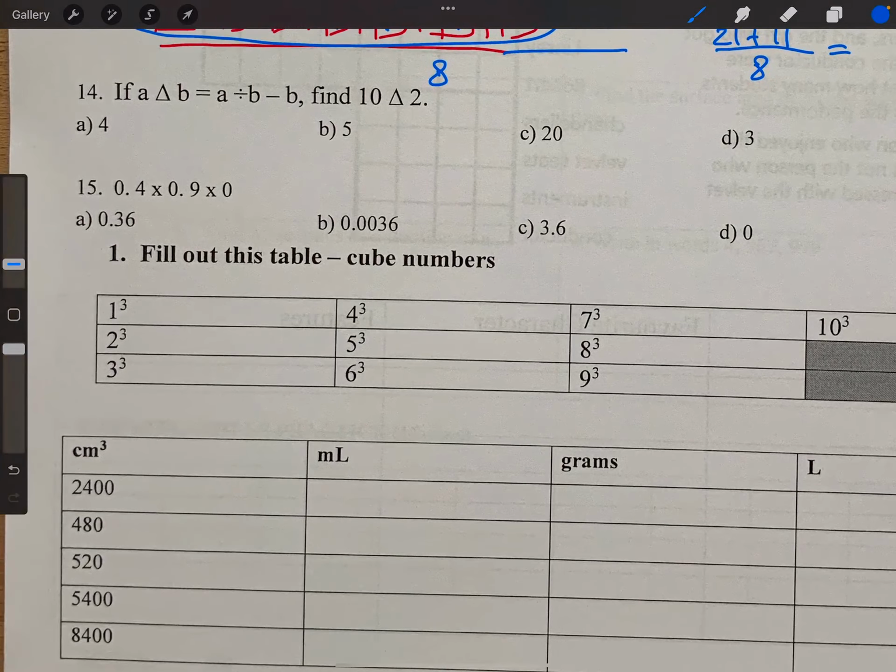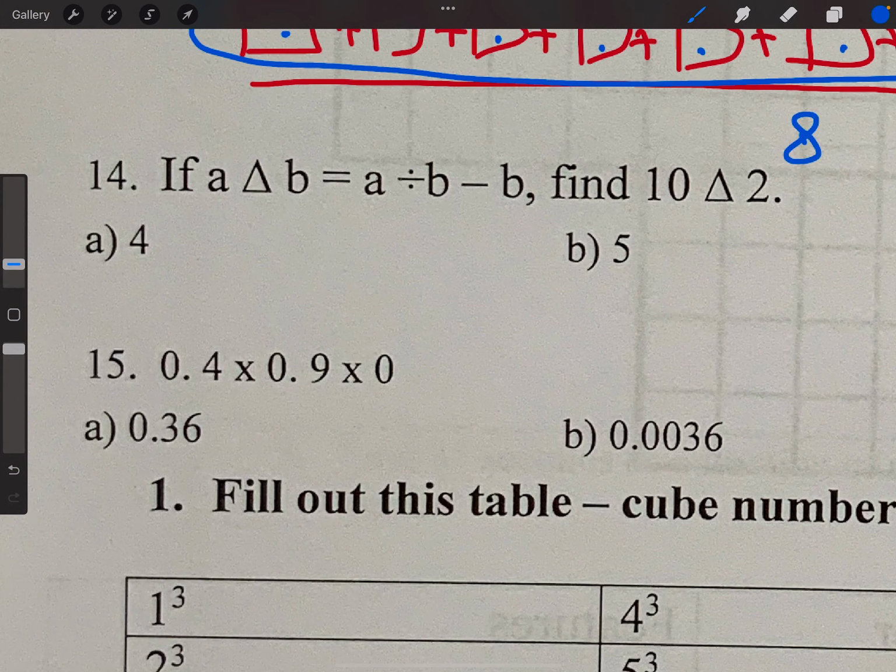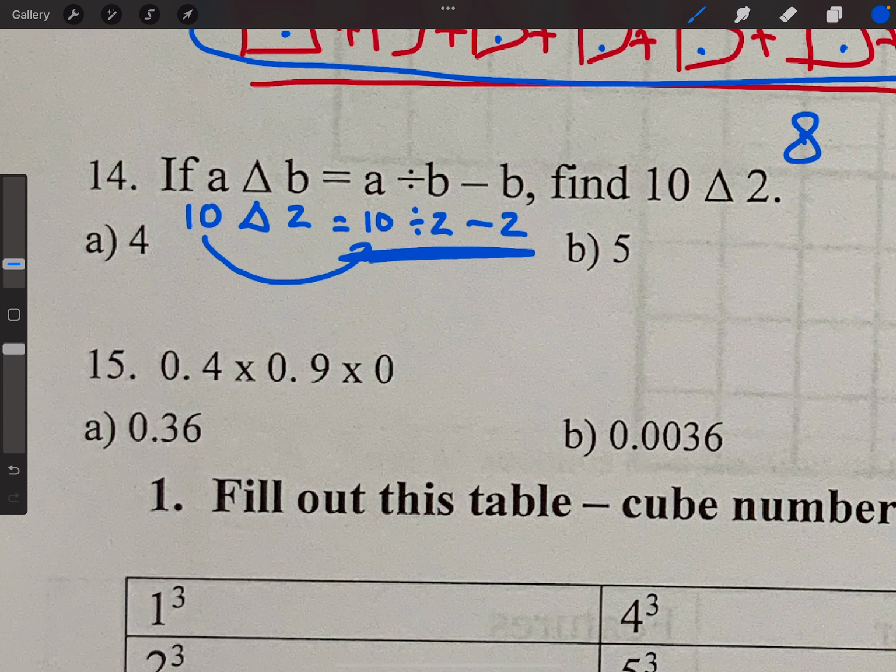Question 14. Alright. So if A triangle B is equal to A divided by B minus B, what is 10 triangle 2? We just substitute it in. Every time you see an A, there's an A there, right? So if this is a 10, this must be 10 divided by B. Our B is 2, so we divide by 2 and then minus 2. So all you have to do is work out what this is and you get the answer.